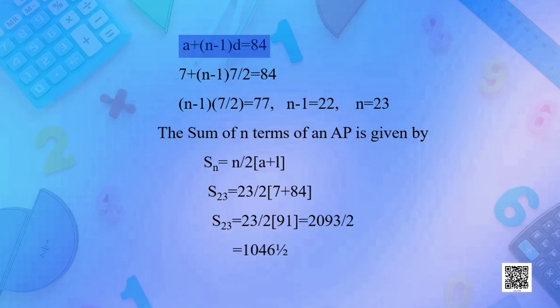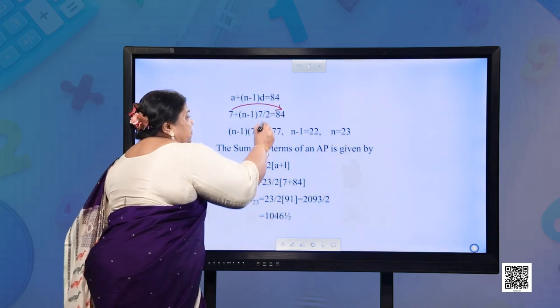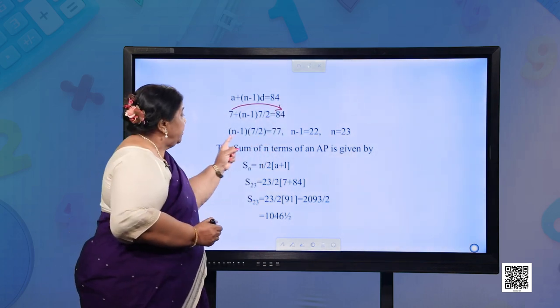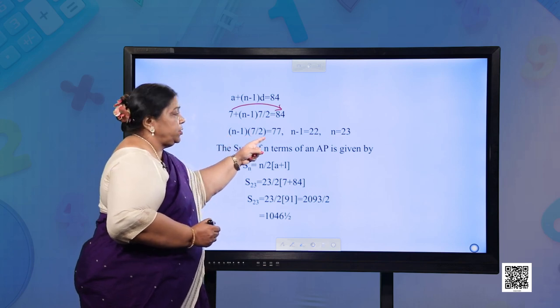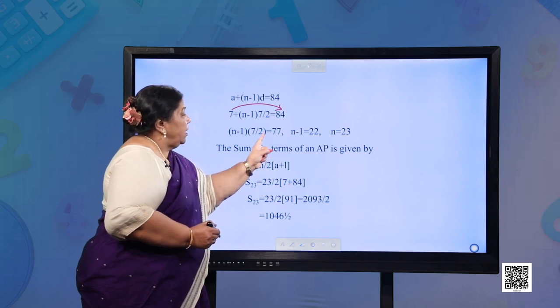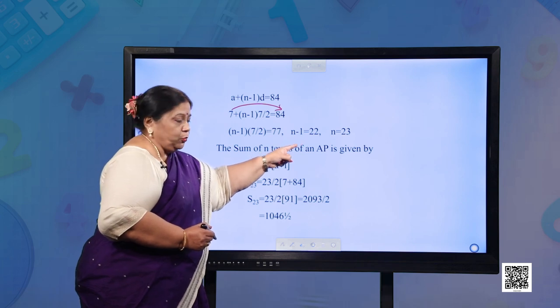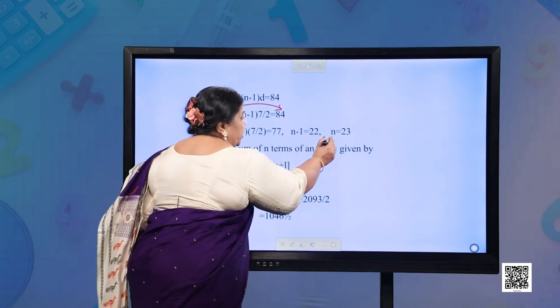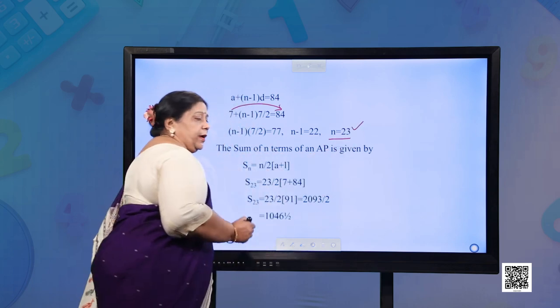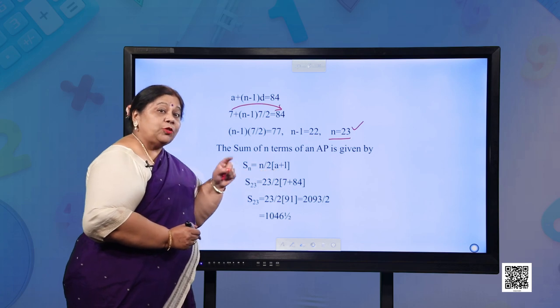We have A plus N minus 1 into D as 84. So, 7 plus N minus 1 into 7 upon 2 is equal to 84. If I take this 7 to other side and subtract, I will get 77. So, N minus 1 into 7 upon 2 is equal to 77. That is, N minus 1 is equal to 77 multiplied by 2 upon 7. That gives me 22. So, N minus 1 is 22 or N is equal to 23. Is it clear?